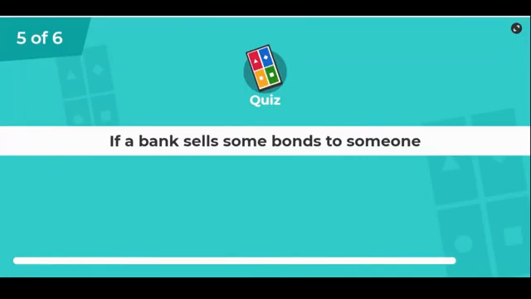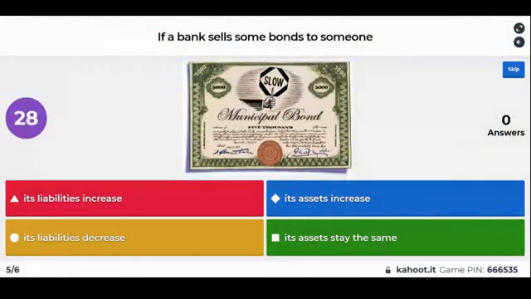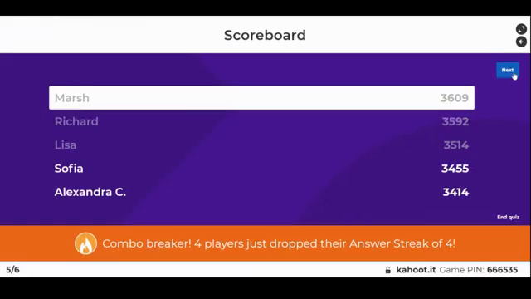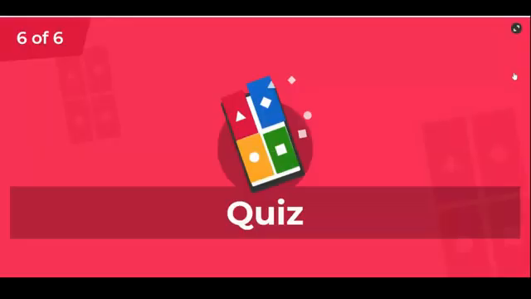Question 5, if a bank sells some bonds to someone, do the bank's liabilities increase? Do its assets increase? Do its liabilities decrease? Or do its assets stay the same? You actually looked at this. Interesting. Remember, if they're selling them, the assets are down by the bonds, but now they have the cash, and the two should be the same. Alexandra C is in front now.